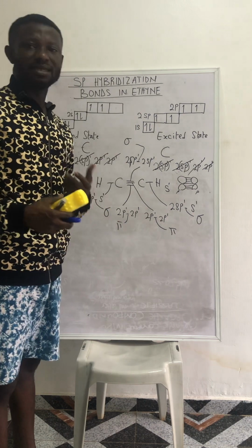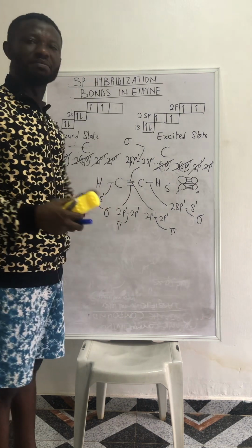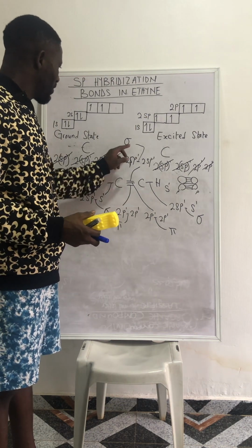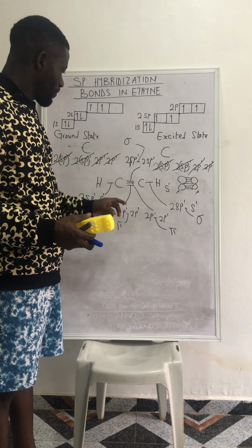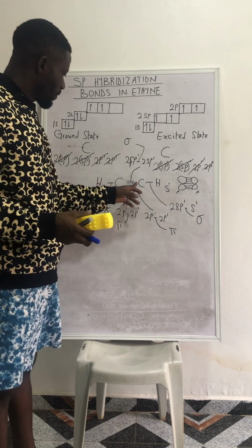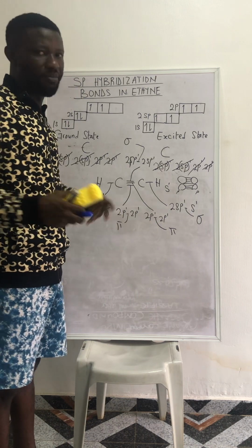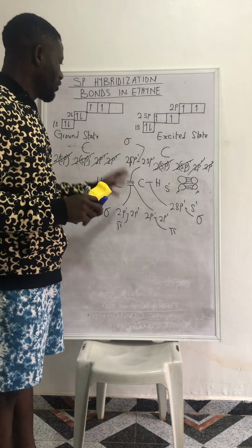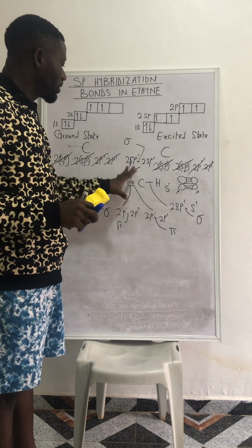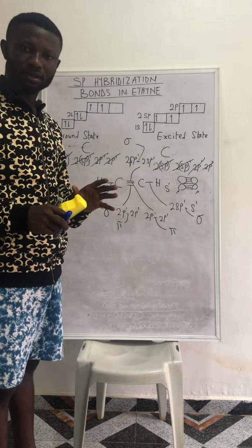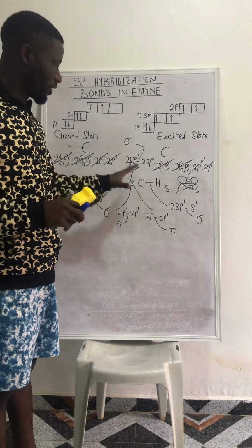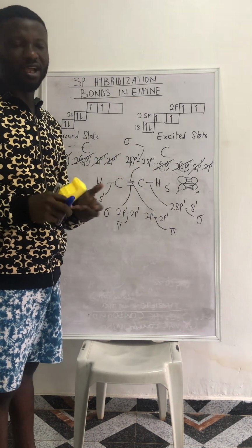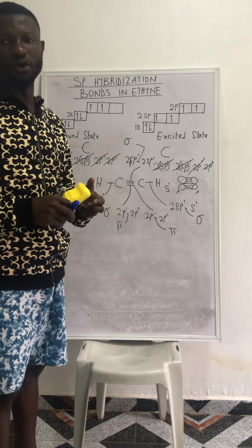So if you are asked any question here, how many sigma bonds do we have? Of course, we have one here, one here, one here. How many pi bonds do we have? We have pi bond here, we also have pi bond here, and that is all. In my next video, I want to show us the bond angles of all these bonds. What bond angle do we have for sp3? What bond angle do we have for sp2? What bond angle do we have for sp?